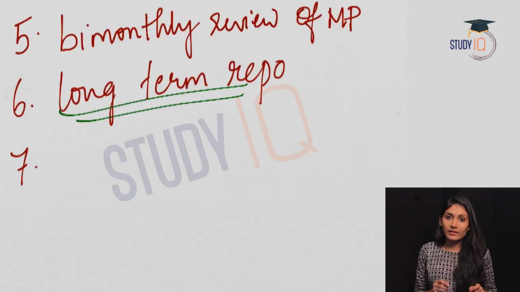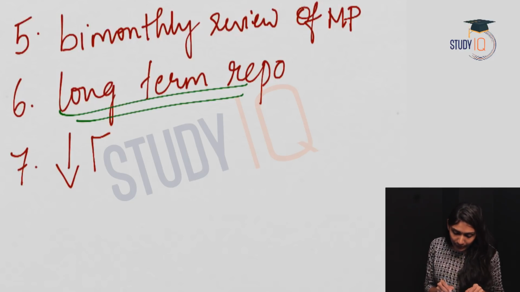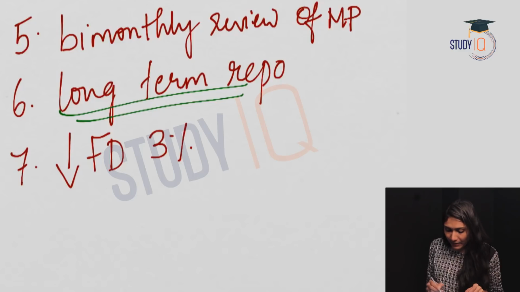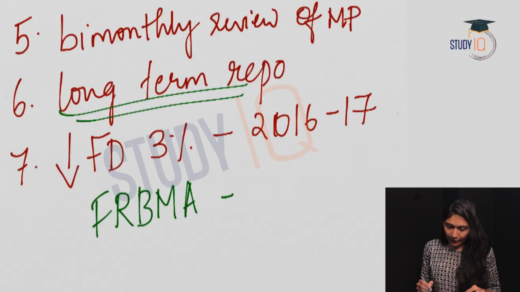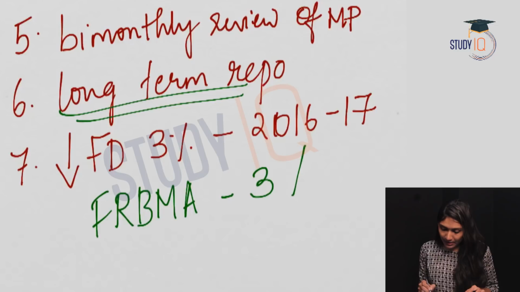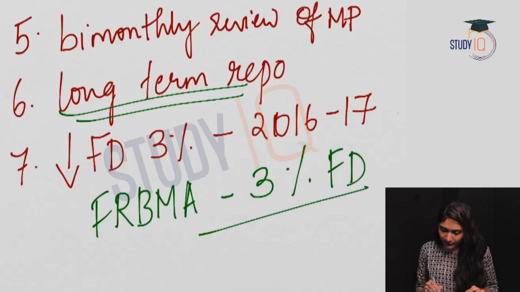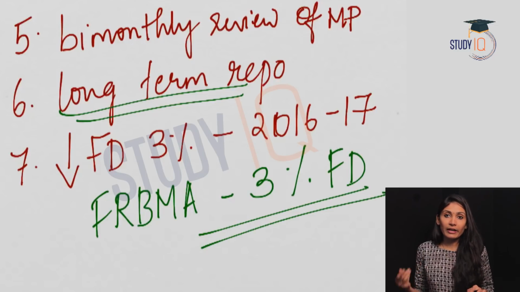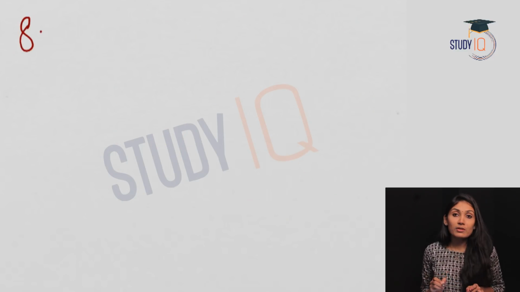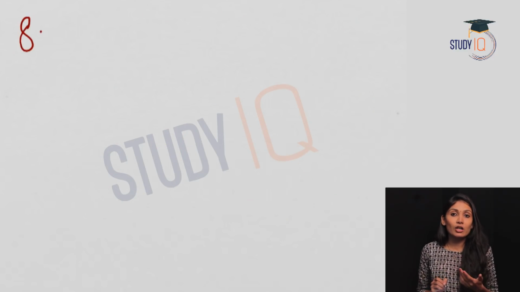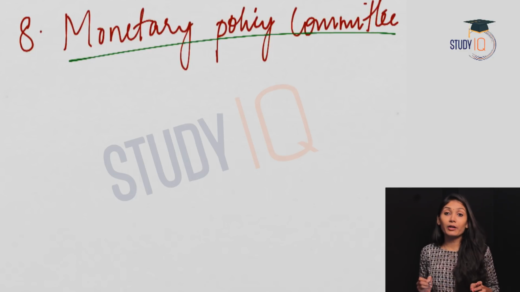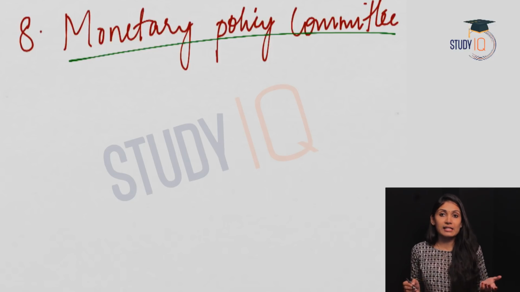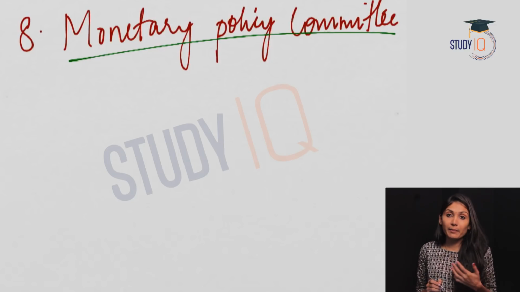The next recommendation of this committee was that the government should reduce the fiscal deficit to 3% by the year 2016-17. If you know what is FRBMA, you will know that FRBMA also recommends 3% as the fiscal deficit of the government. We will learn about the FRBMA later. The next and the most important recommendation of this committee was the constitution of a monetary policy committee. Monetary policy committee is important from any examination point of view. So let us see monetary policy committee in detail.